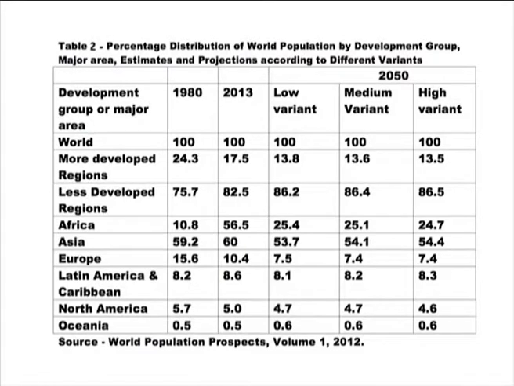Table 2 shows the distribution of world population across 2 years, 1980 and 2013. Also, the projections for the same are shown as per different variants. For the more developed regions, the proportion of population has decreased between the 2 years, but for the less developed regions, the distribution percentage has increased during the same time. The projection for percentage distribution in 2050 for different variants is more or less the same as the one observed in 2013 for all major regions.